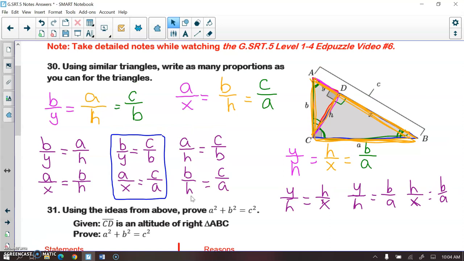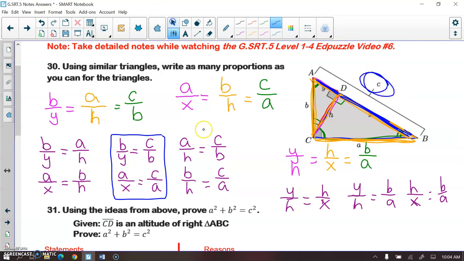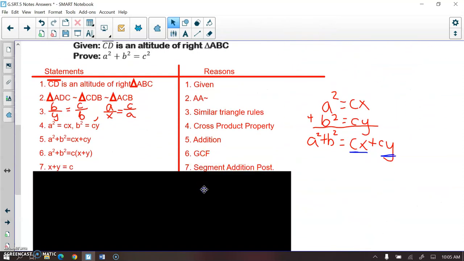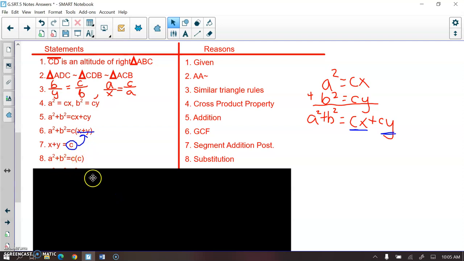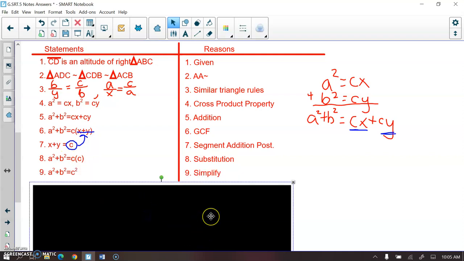Well, if we look at our figure up here, x plus y equals c. That's the segment addition postulate. So if I know x plus y equals c, I can take this c and substitute it in for this x plus y here. So I wind up with a squared plus b squared equals c times c. That was substitution. And now simplifying c times c, you get c squared.